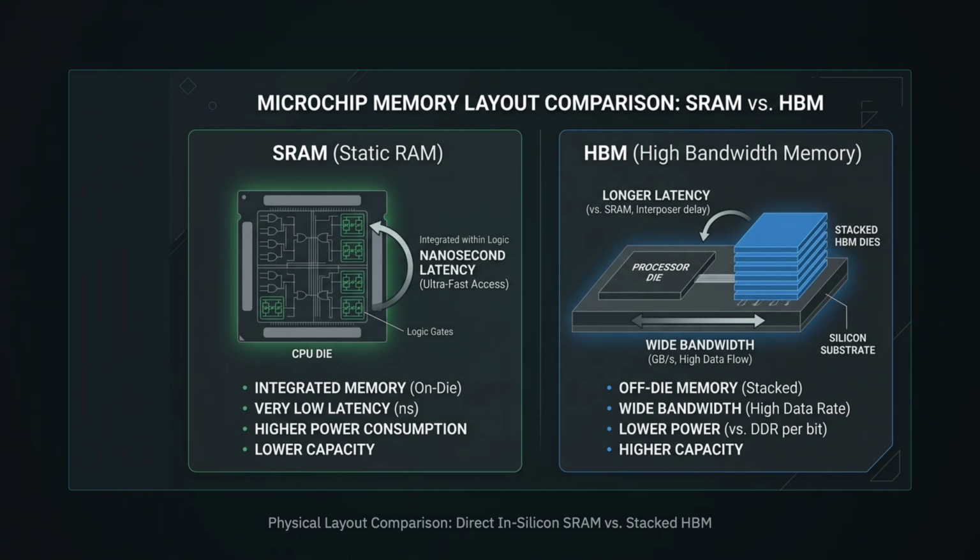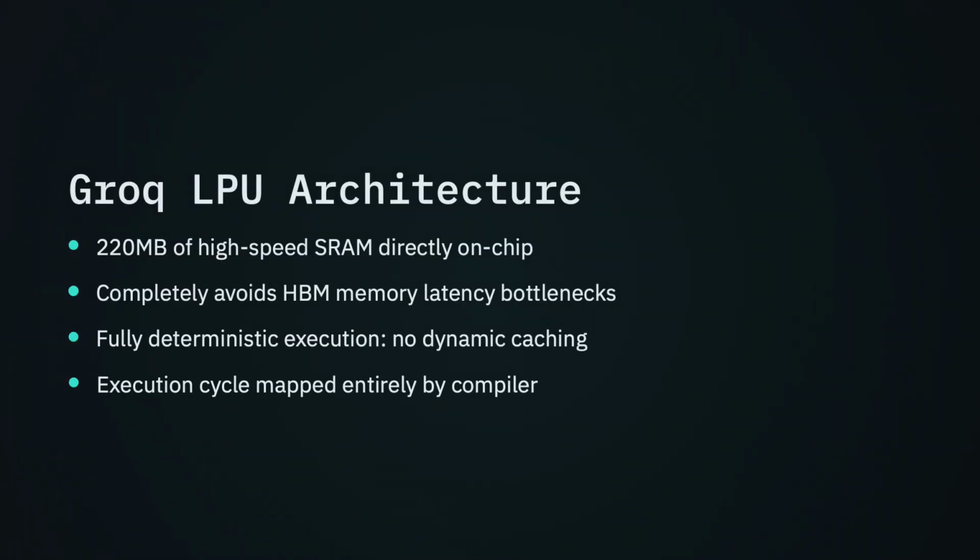The alternative is SRAM, static RAM. SRAM is built directly into the silicon logic gates, right next to the processing cores. It is orders of magnitude faster than HBM, but it has a catch. It is extremely expensive, power-hungry, and physically bulky, holding only a fraction of the data. This brings us to Groq's LPU, the language processing unit.